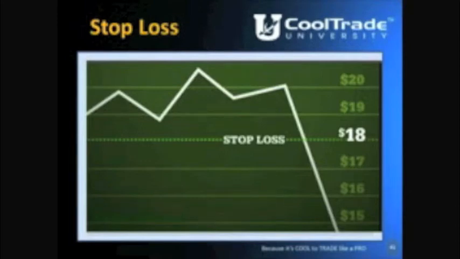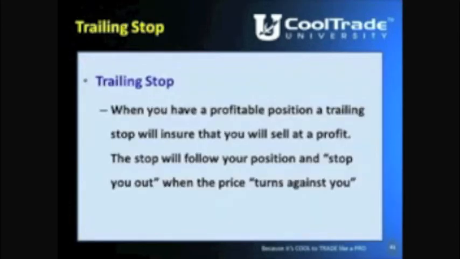So you might put a stop loss in at the $18, and at that point, you're going to sell it at 18. Even if it drops all the way down to 15 or goes to 0, you've limited the loss, you've stopped the loss. So that's what a stop loss is. Now a trailing stop is a little different.